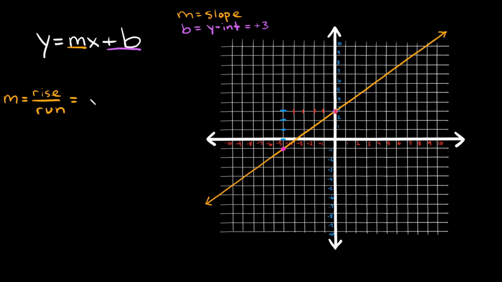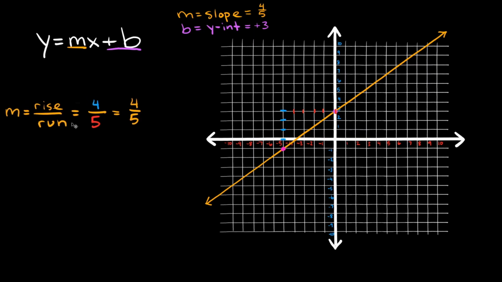Coming back over here, that means our rise was 4, because we went up 4, and that's going to go over our run, which was 5, because we went over 5 spaces. So our slope, I'll just rewrite it one more time, is 4 over 5, or 4/5. Our slope is equal to 4/5.